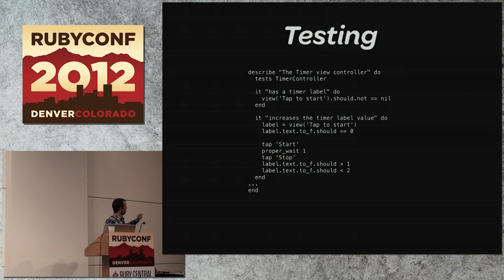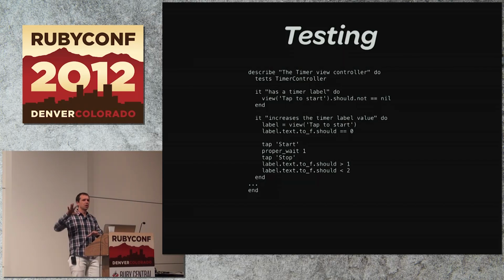And then you tap start, you wait a second, and then you tap stop, and then the text should be 1 because it's basically creating a little counter. And it's checking to make sure that that text is changing because that's what your program does. But it's actually driving the application in your simulator. And you're doing this with Ruby code. So the same language that you're using to write your iOS application, you can write your tests in, which is what we do when we do Rails development or do any other type of Ruby development.